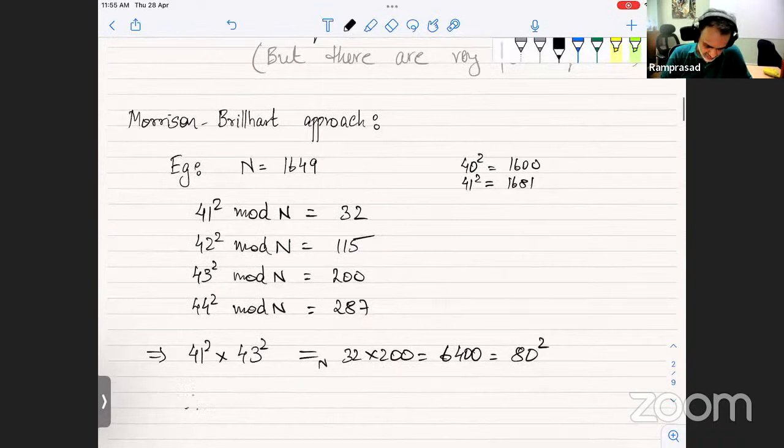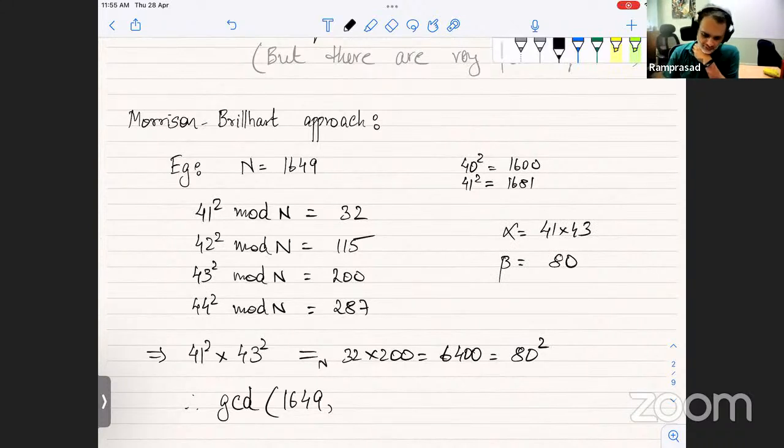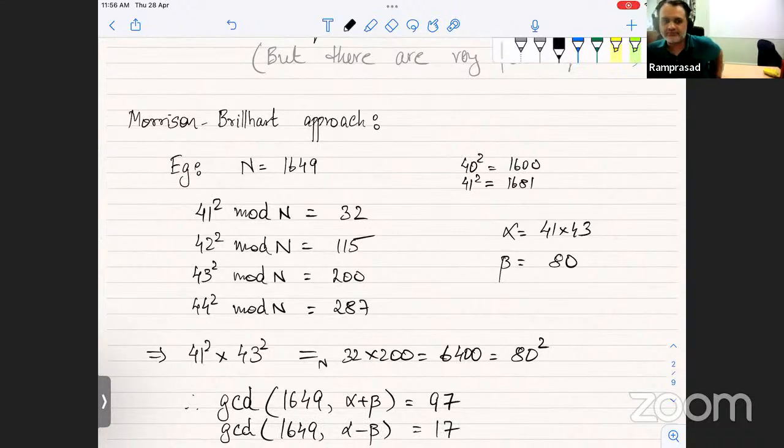So therefore, let's try the following. Let's try the GCD of 1649 with the sum or difference. My alpha in this case equals 41 times 43, and beta is equal to 80. If you do the GCD of 1649 with alpha plus beta, you end up getting 97. If you do the GCD of 1649 with alpha minus beta, you end up getting 17. And 1649 happens to be equal to 97 times 17, so you just got two factors. So we have made some progress here.